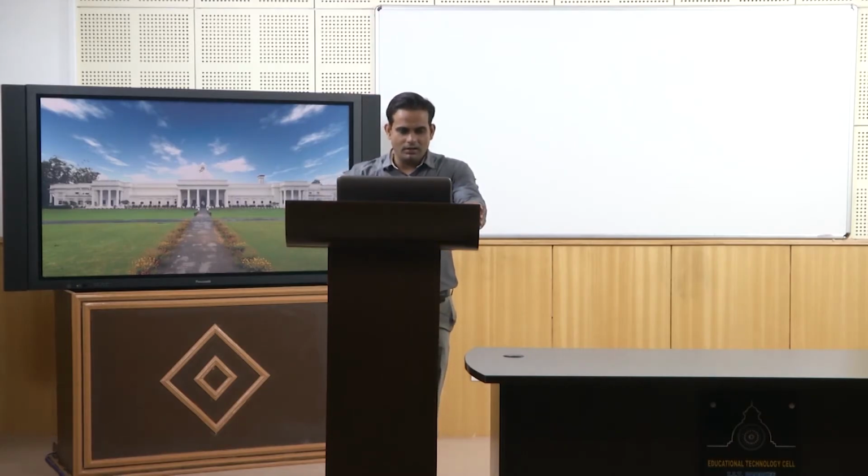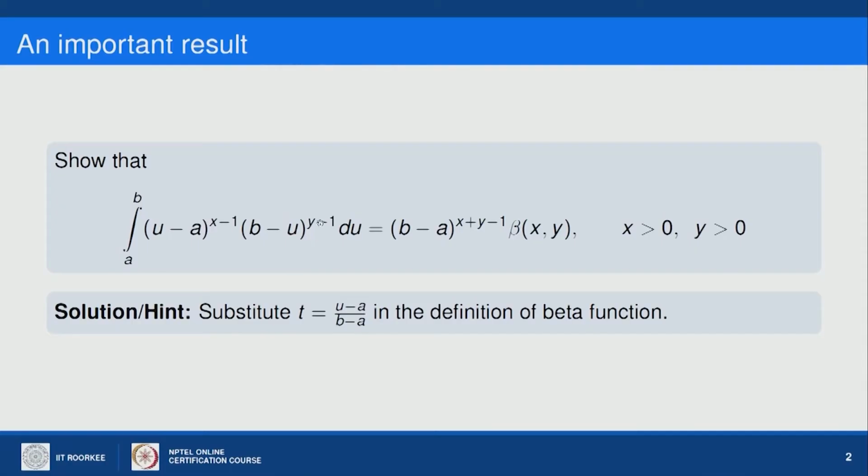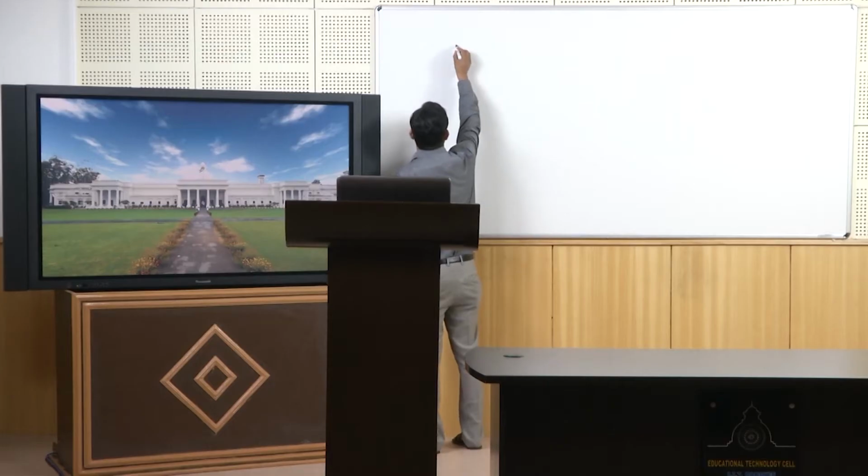So first of all, see this important result related to the beta function. It is saying that the integral over a to b of (u minus a) raised to power x minus 1, (b minus u) raised to power y minus 1, du equals (b minus a) raised to power x plus y minus 1 times beta of x y, where x and y are positive numbers. So the result is something like that.